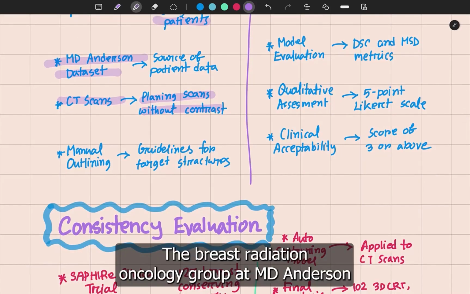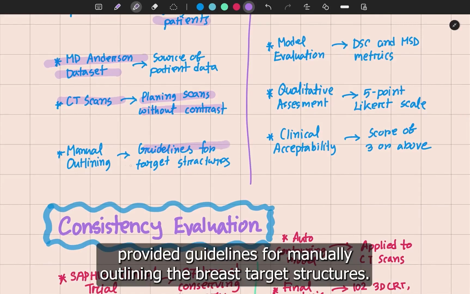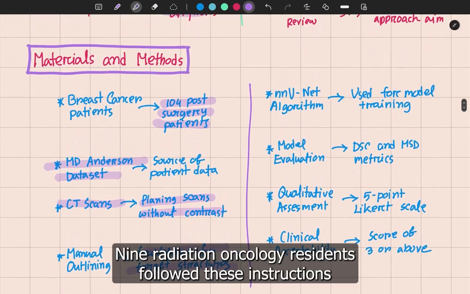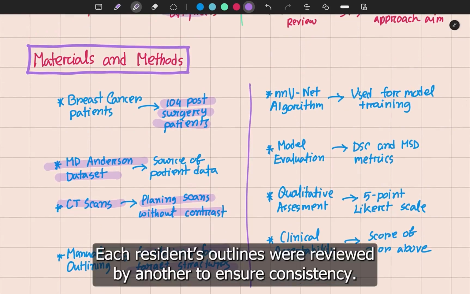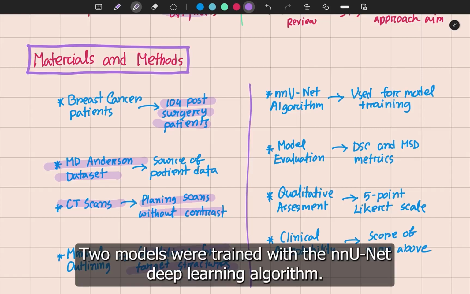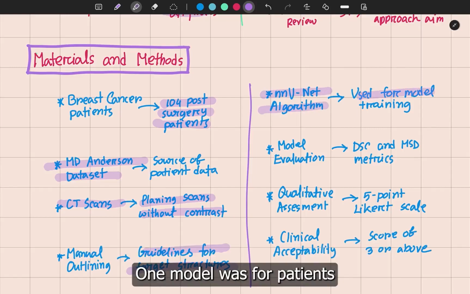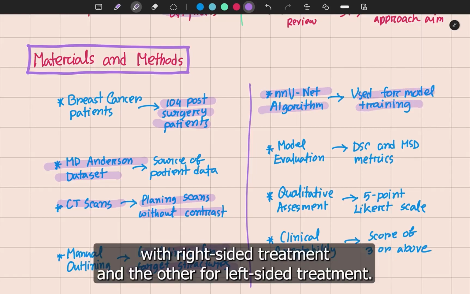The breast radiation oncology group at MD Anderson provided guidelines for manually outlining the breast target structure. Nine radiation oncology residents followed this instruction and outlined the structures. Each resident's outlines were reviewed by another to ensure consistency. Two models were trained with the nnU-Net deep learning algorithm. One model was for patients with right-sided treatment and the other for left-sided treatment.